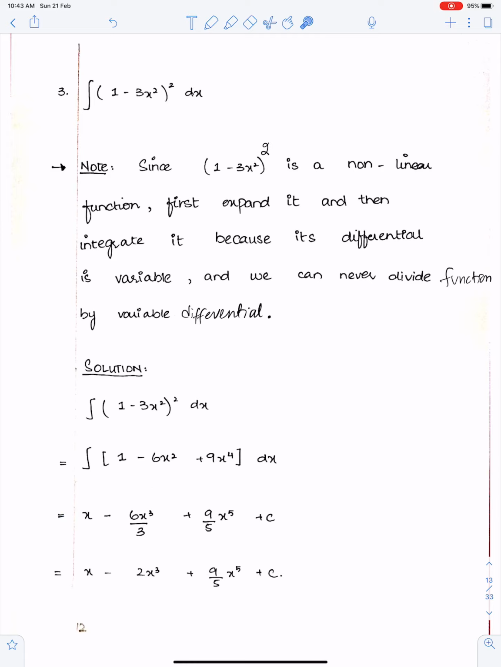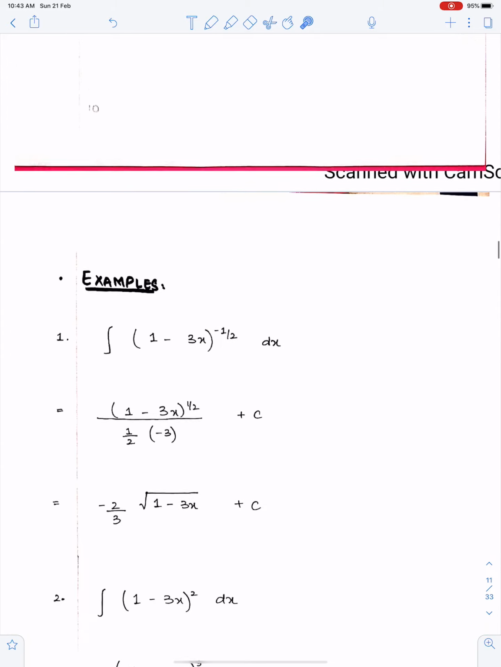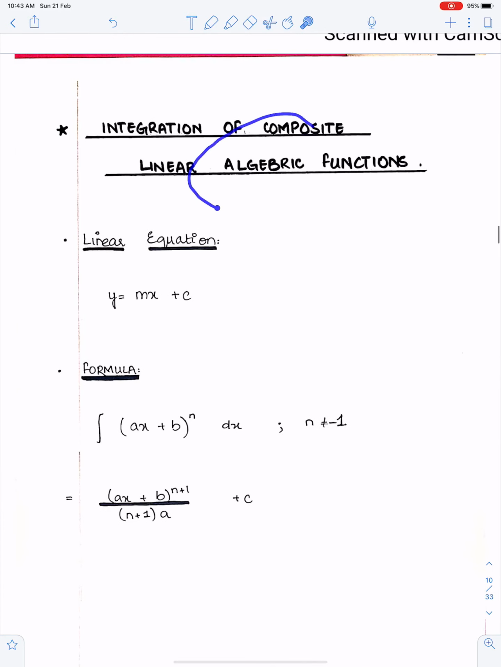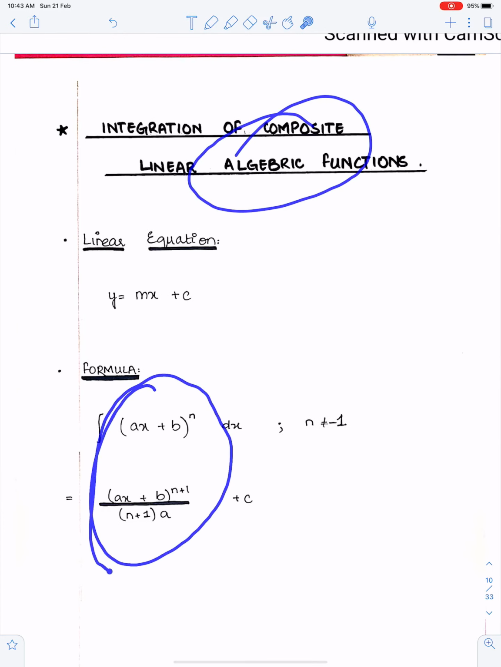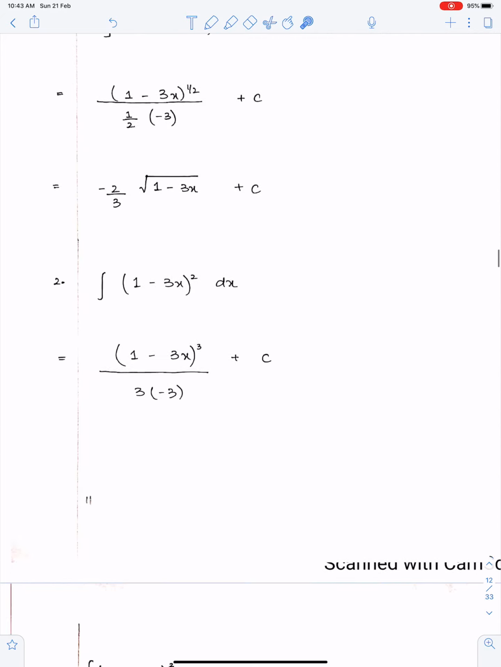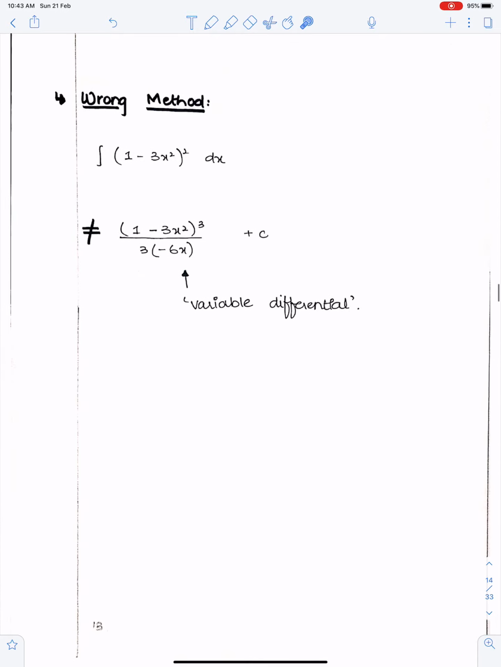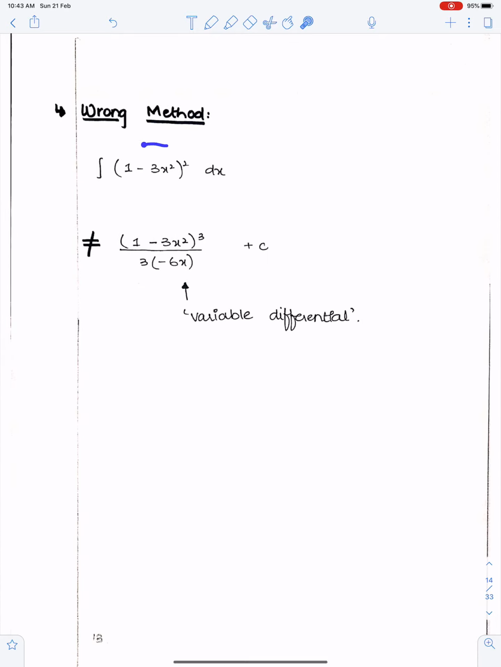So make sure you always first expand the nonlinear expansion and then integrate it. Never integrate the nonlinear expansion by this rule, because this is the rule for linear expansions only. This is the wrong method. Since the expansion is non-linear, you cannot use the rule of the linear expansions over here.